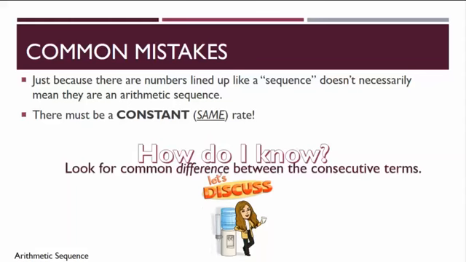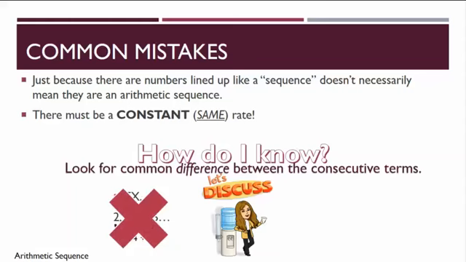So for example, let's discuss. Example: 2, 4, 8, 16. Okay, so I know it's increasing. From 2 to 4, it's increasing by 2, check mark. From 4 to 8, it's increasing, but by 4. So I already know there, that's not an arithmetic sequence because my common difference isn't the same.